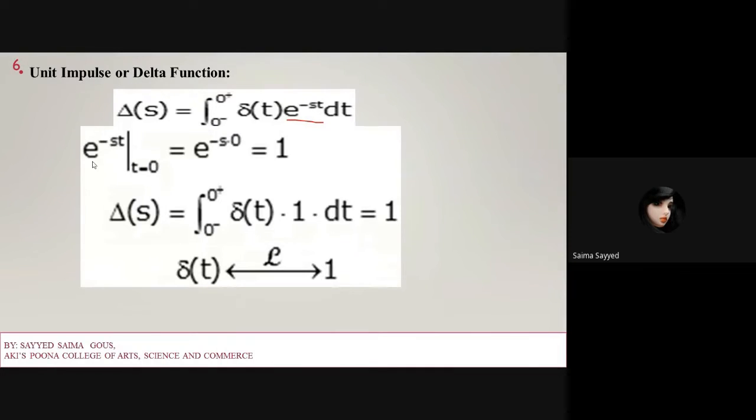Delta t into e raised to minus st dt. Now the integration of delta t with e raised to minus st, evaluated at t equals 0: substituting t equals 0, e raised to 0 is 1, so it becomes 1. Substituting that here, the integration from 0 minus to 0 plus of delta t into 1 into dt is equals to 1.